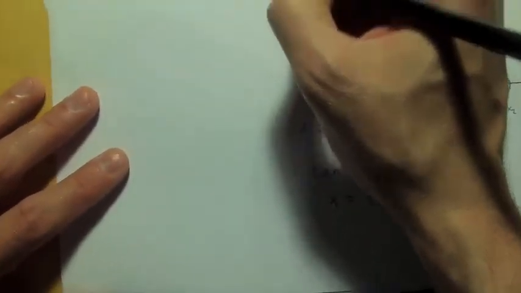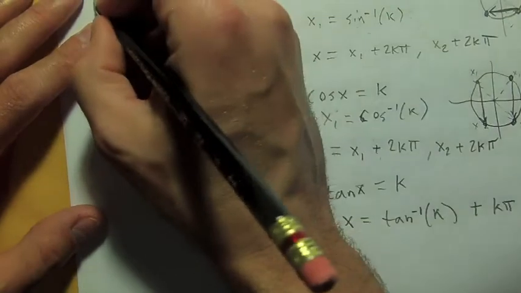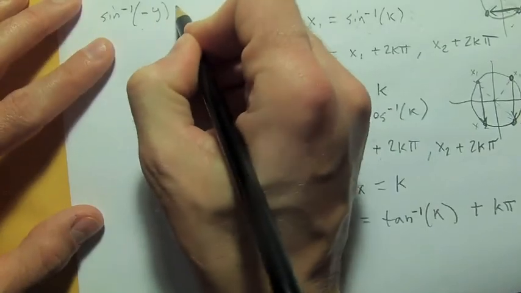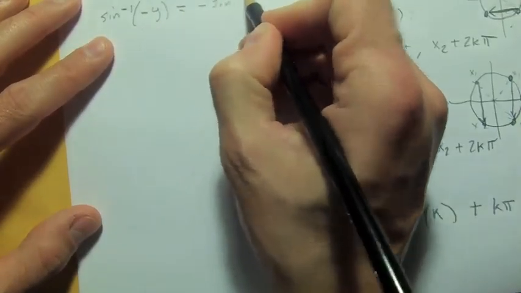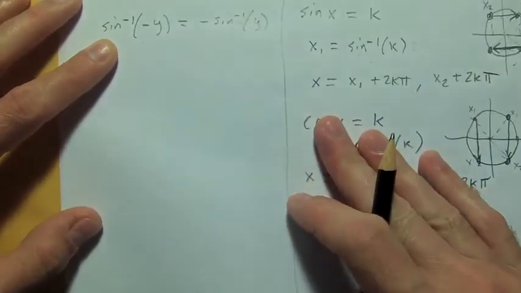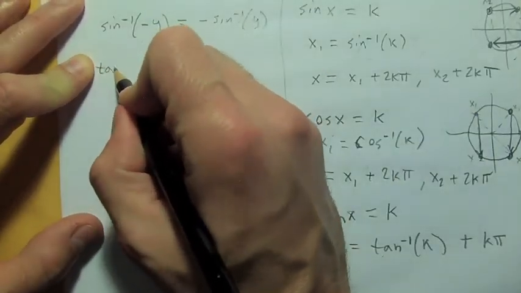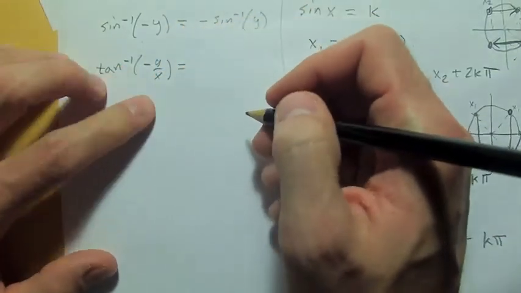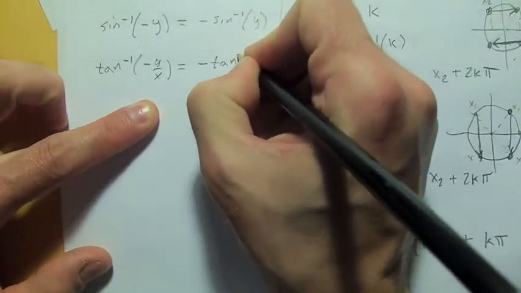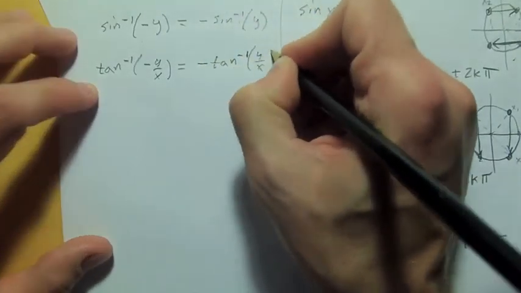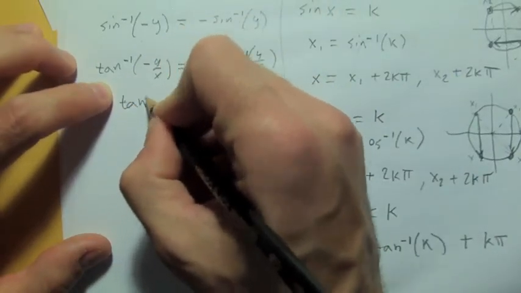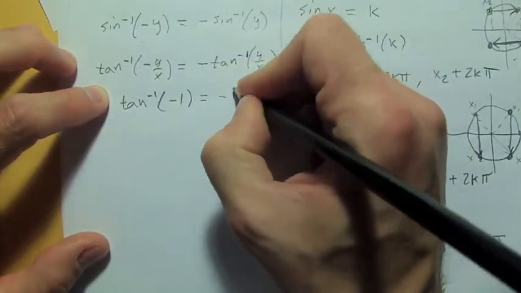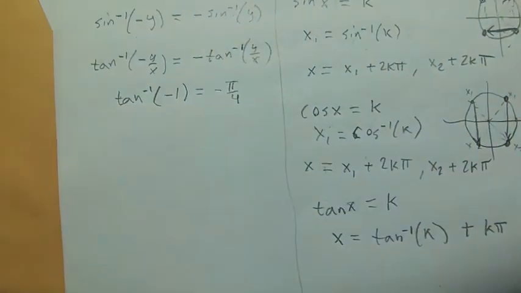Okay, the only other thing I'd like to add here is that I said with sine inverse, if you had like a negative y in there, you could just take that out. Same is true with tangent, right? If you have a negative y over x, you don't really write it like that, but whatever number is in there, you can actually take that out and that would give you tangent of negative y over x. So, for example, tan inverse of negative 1, that's just going to be negative pi over 4. You can just make that negative.